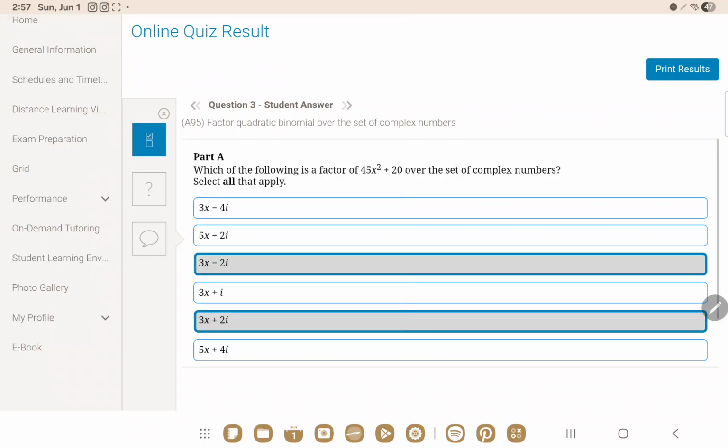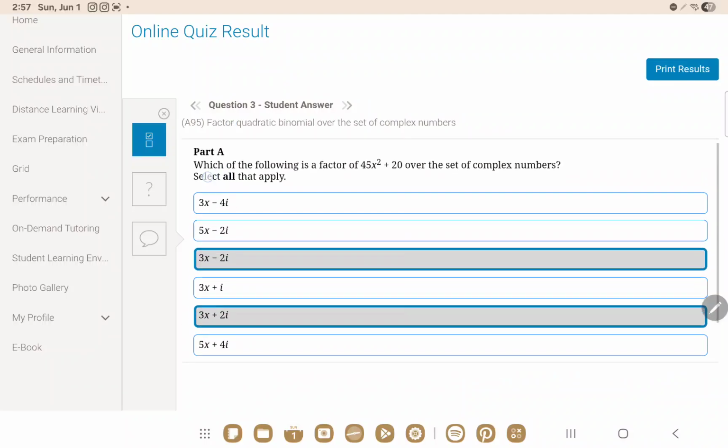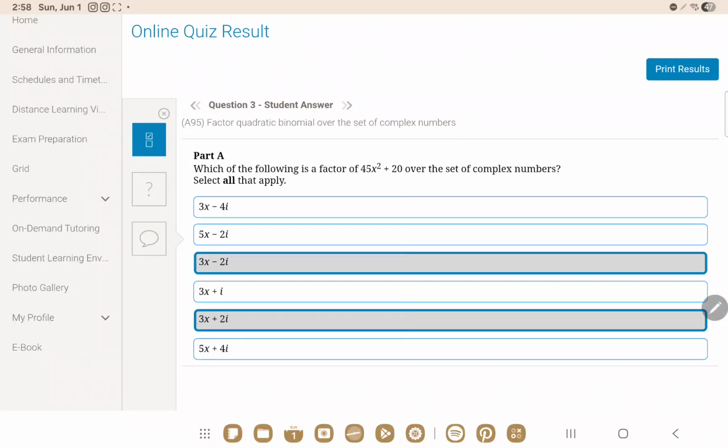Now the next question is telling us which of the following is a factor, it has more than one part, of this over a set of complex numbers. So once you factor them out, what two factors do you get? Now what do we know about 20? First of all, we could take 5 out from both. We'd be left with 9x squared plus 4. Now, what can we replace plus 4 with?